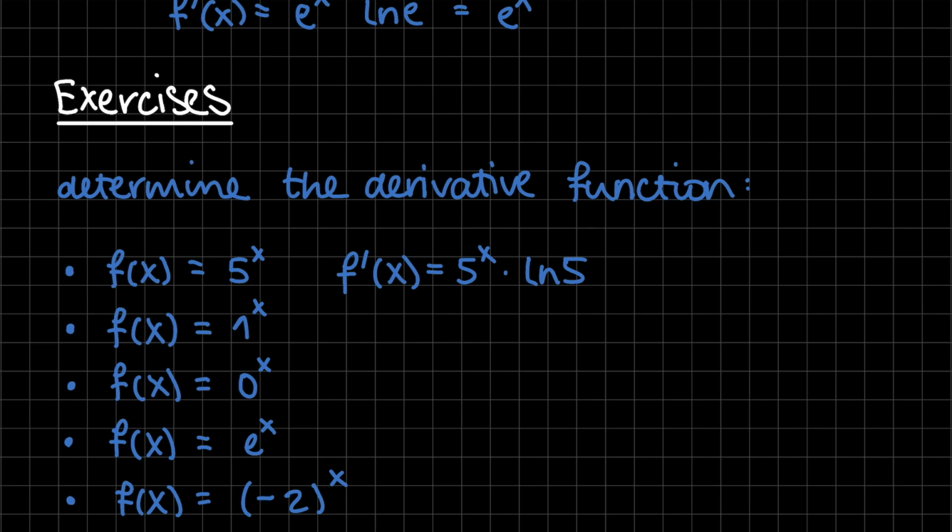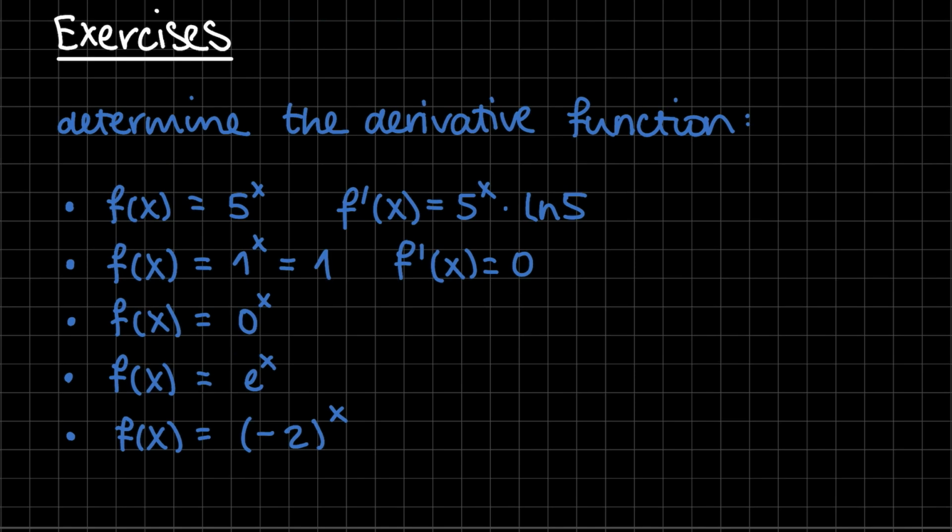Now next we have the function f of x equals 1 to the power of x. I'm actually just going to rewrite this as 1, because 1 to any power is still going to be 1. So don't immediately try to apply the exponential derivative rule on this function. Instead, realize that 1 to the power of x is always just going to be 1, and 1 is a constant. So the derivative f dash of x will be 0. Okay, 0.